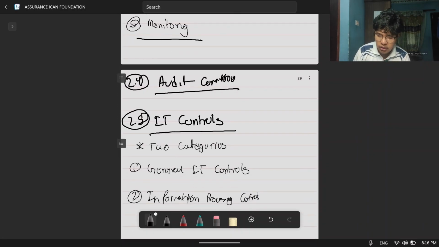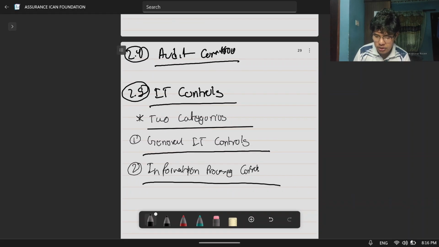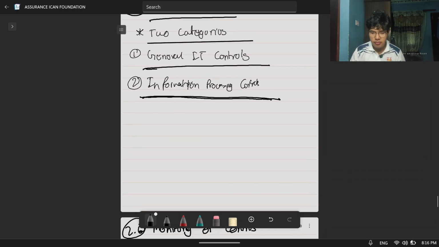And then we have got internal controls. There are 2 categories of internal controls: general IT controls and information processing controls. General IT controls are the controls that ensure the protection of the computers, the users, and the programs. And information processing control is the controls that ensure the accuracy and validity of the information that is being processed.